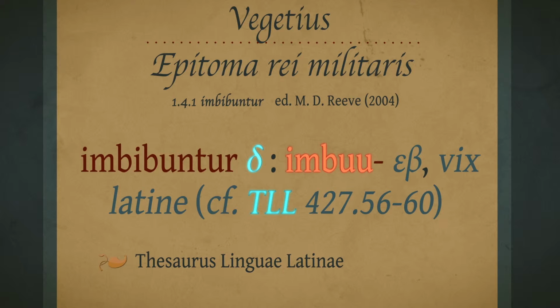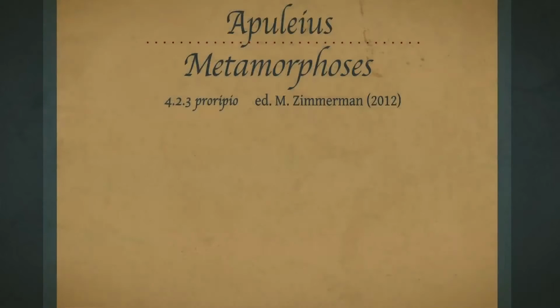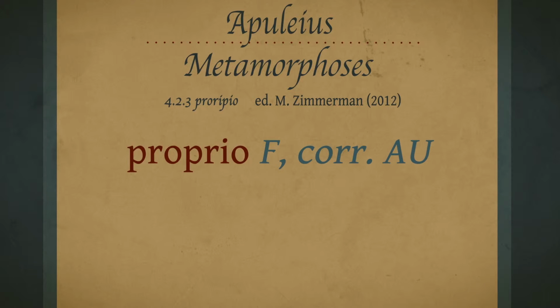But you will find notes with explicit justifications, such as this one in the newest OCT of Apuleius's Metamorphoses. This looks like a note about the word proprio, but it in fact applies to proripio, which is the word in the text of 423 that most closely resembles proprio.